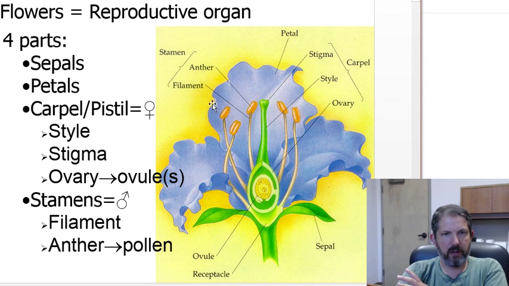The male part of the flower is these anthers that are held up by filaments. And together, the anther and filament is called a stamen. So usually there are several stamens, usually one stigma in a flower. It's highly variable. So try taking apart several flowers to look for these structures.